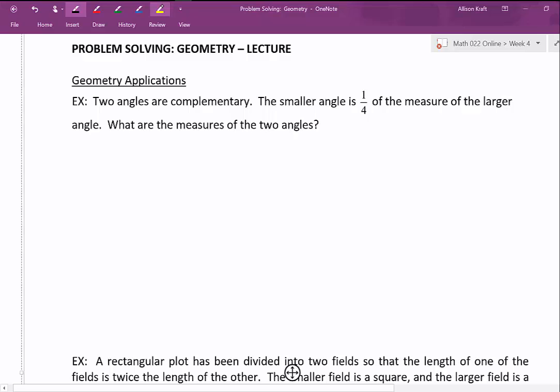The first thing we need to do is understand what this first sentence says. Two angles are complementary. That may be a term that you're not familiar with. Complementary angles add together to be 90 degrees.